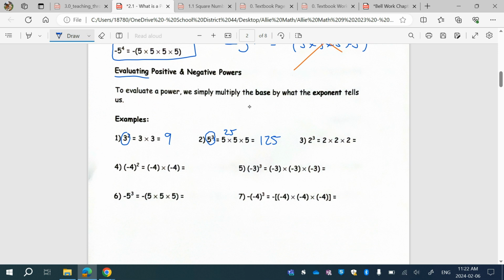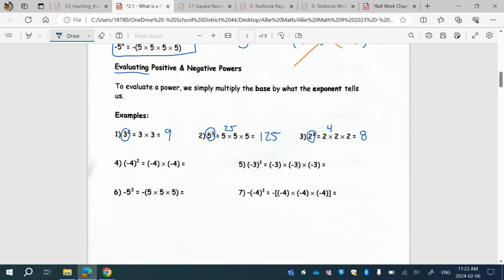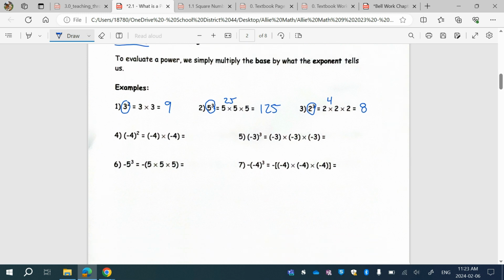Next, we have 2 to the power of 3. That means we have 2 times itself 3 times. So 2 times 2 times 2. 2 times 2 is 4, and 4 times 2 is 8. Next, we have -4 in brackets to the power of 2. So this negative part is repeated. And if you'll recall, we have -4 times -4, and a negative times a negative is a positive. So -4 times -4 is positive 16.